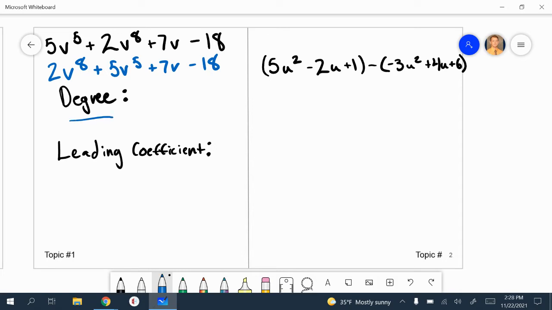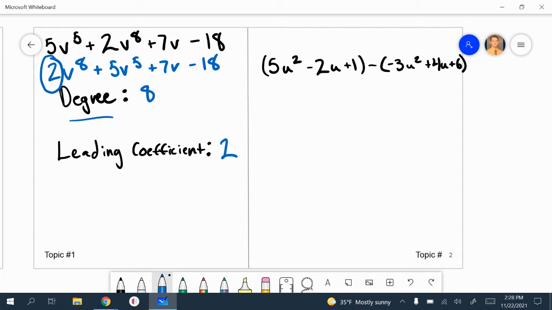The degree of this polynomial is going to be 8 because that's our highest exponent that I can see. The leading coefficient is the number in front of the variable with the highest exponent. So what I'm looking at right here is that 2. That's in front when I order it, so that would be my leading coefficient. My leading coefficient would be 2. That's it for topic number 1.